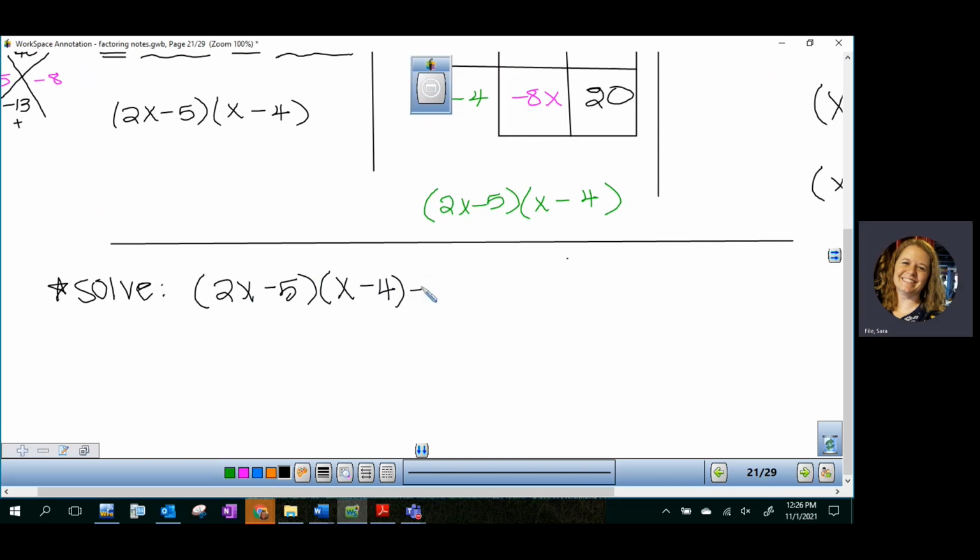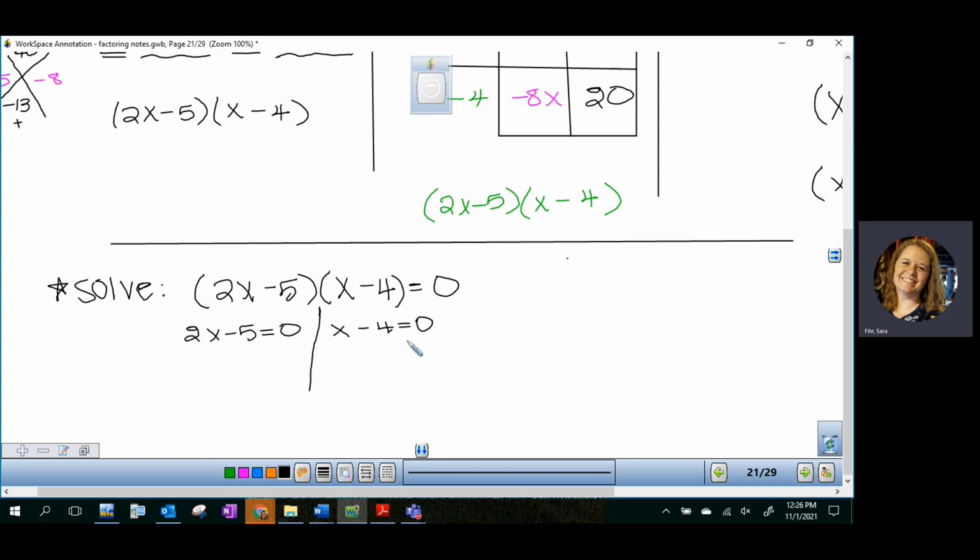I know. The rest are not going to have this much writing. It's just because we're doing all 3 methods here. Okay, so when you get it factored, it's set equal to 0. You split and solve. However many factors you have, you set each one of those factors equal to 0 individually.